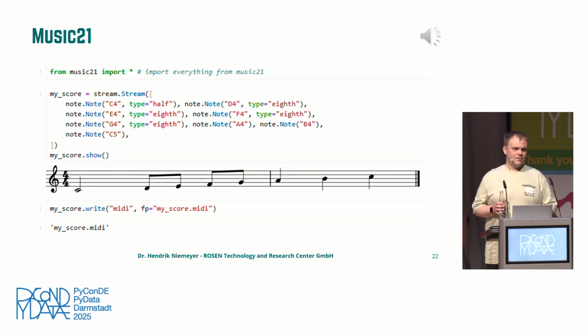And in the end, I can render that stream with a show function, and get the musical output in notation, or can write it out as a MIDI file and then use it further on to process music. And now I can click here on play. And this would be basically the output of that stream.